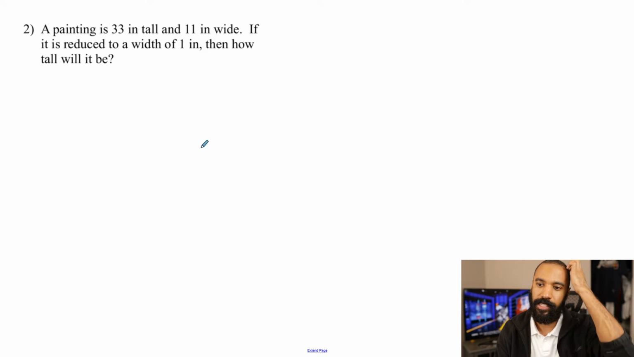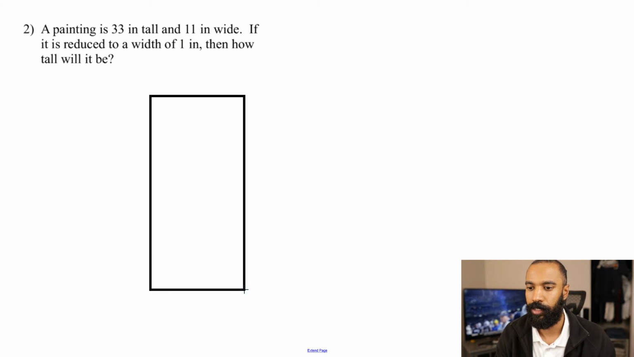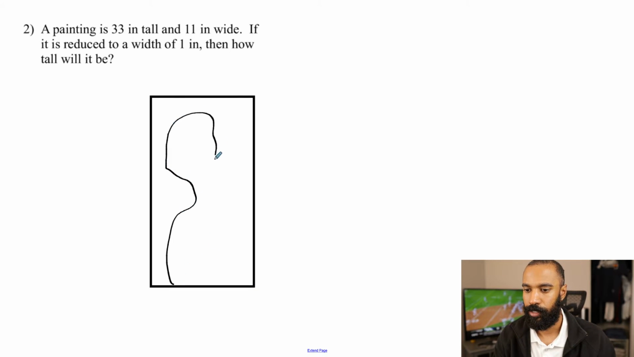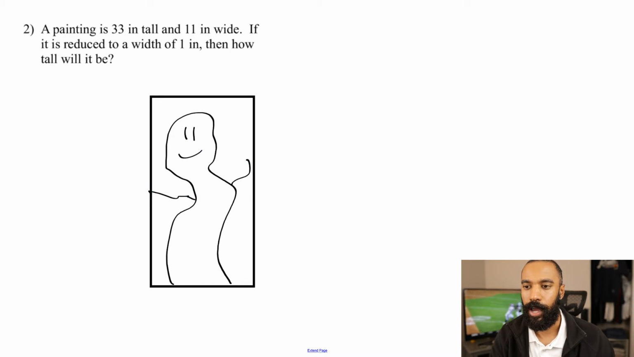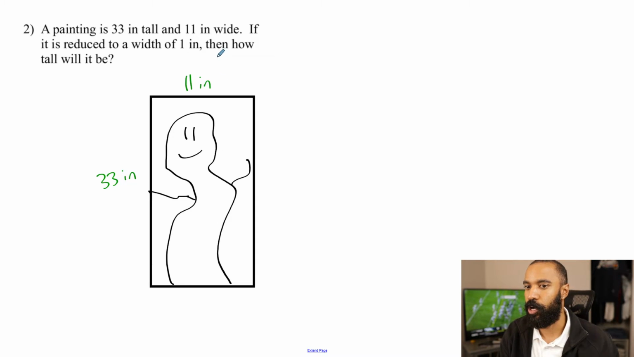Last one, then we're all done. A painting is 33 inches tall and 11 inches wide. Let's go ahead and get an idea of a drawing there. Painting, some sort of figure, whatever. All right, this painting is 33 inches tall and 11 inches wide. If it is reduced to a width of 1 inch, then how tall will it be?